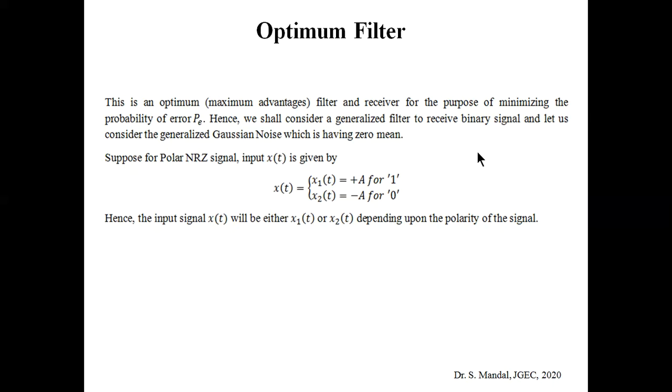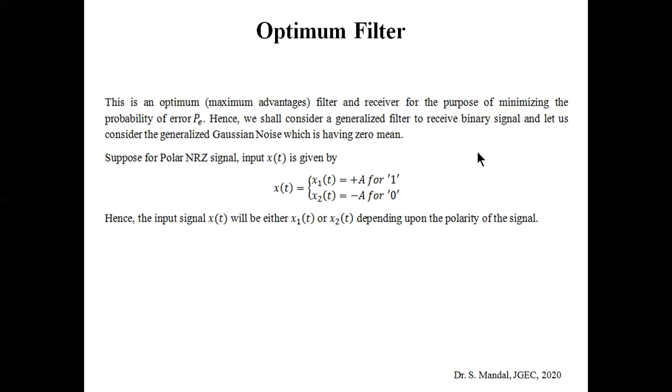As the name suggests, optimum means the filter or the receiver has maximum advantage. Now what is the maximum advantage of a receiver? That means the probability of error should be minimum. So the definition of the optimum filter is that it is a simple receiver or detector circuit which has the purpose to minimize the probability of error, and that is called the optimum filter.